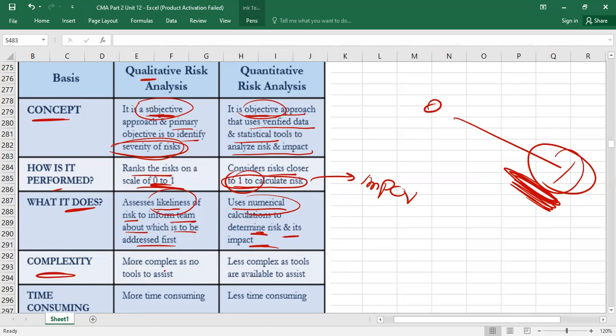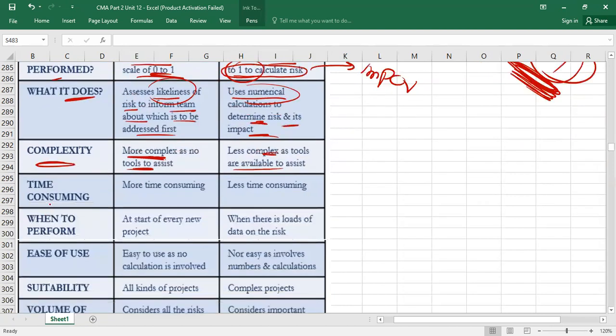And then complexity. Obviously, qualitative is more complex as there are no tools to assist. We are not using any statistical tools. But quantitative is less complex as tools are available to assist us in decision making. Then time consuming. Obviously, qualitative is more time consuming because we are using subjective judgments. And quantitative is less time consuming because we have certain simulations which can help us do this risk assessment. When to perform? Obviously, at the start of every new project we perform.